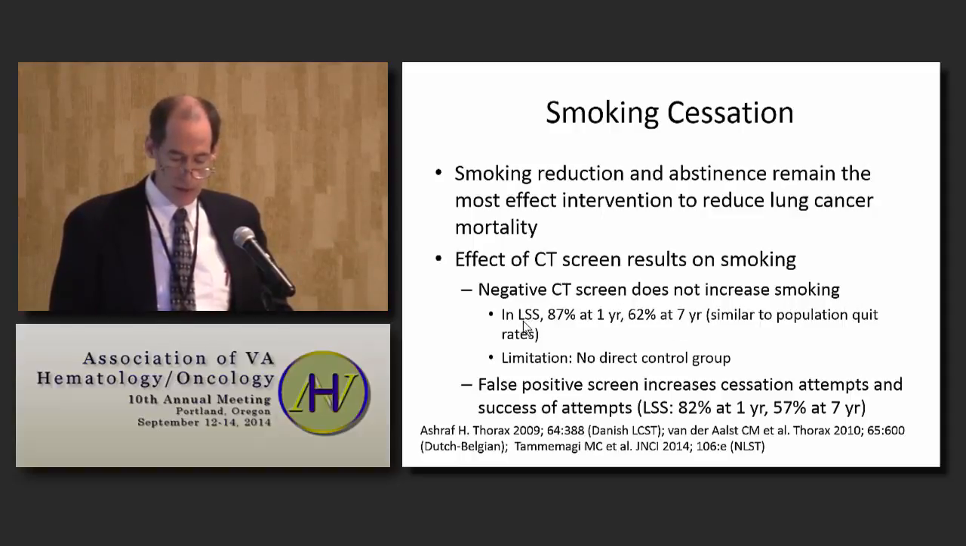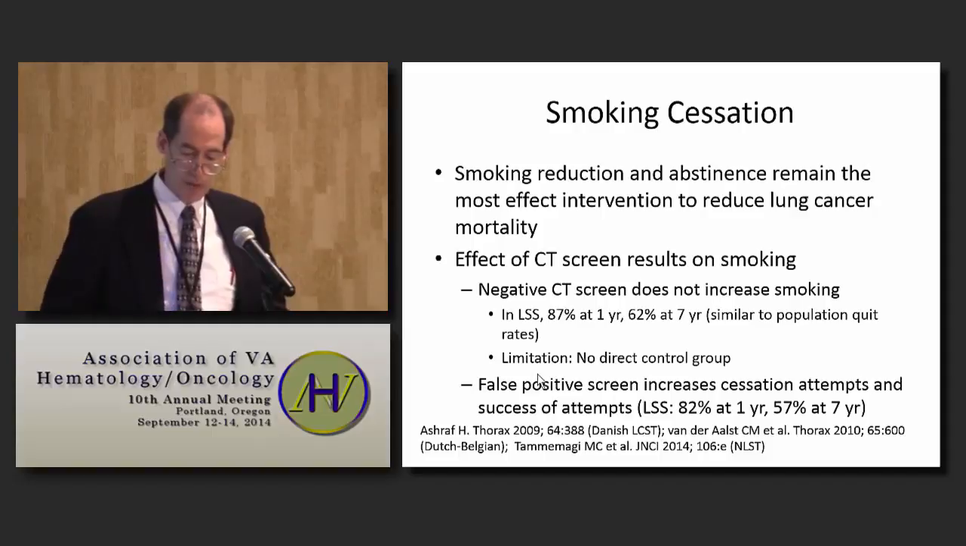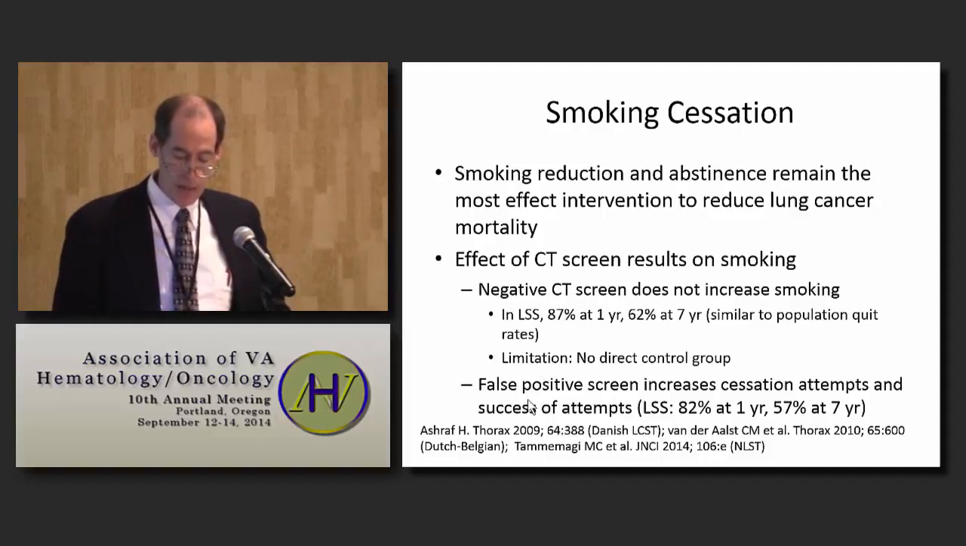I think in the lung cancer study, this is a subgroup of the National Lung Screening Study, 87% at 1 year and 62% at 7 years, which is similar to the population quit rates. And the limitation was that there was no direct control in that. And then there's false positive screens, which increases cessation attempts. If you have a false positive screen, you actually are more likely to try to stop smoking and be successful at that.